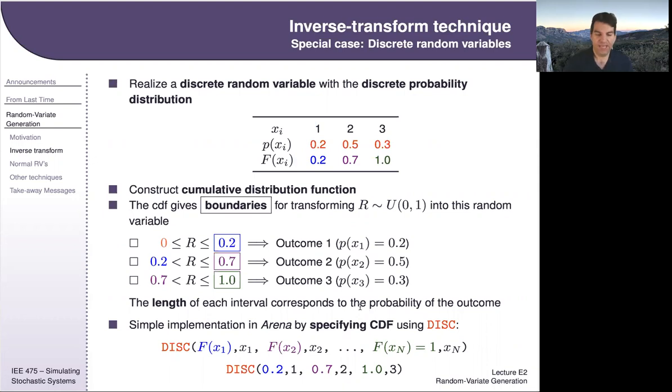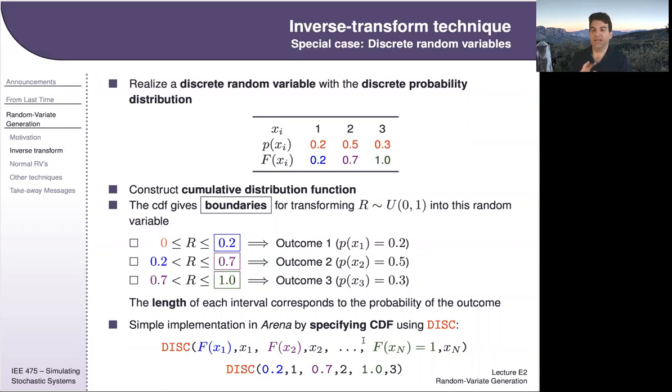In ARENA, they have implemented for us a nice function called disc, where disc stands for discrete. In disc, you basically load up the inverse CDF into the arguments. So the first argument is the 0.2 right here. The second argument is the outcome right here. The next argument is the 0.7 here, and then the argument that pairs with it is the outcome up here. So disc just allows you to take the inverse CDF that you solved for and load it right up into ARENA.